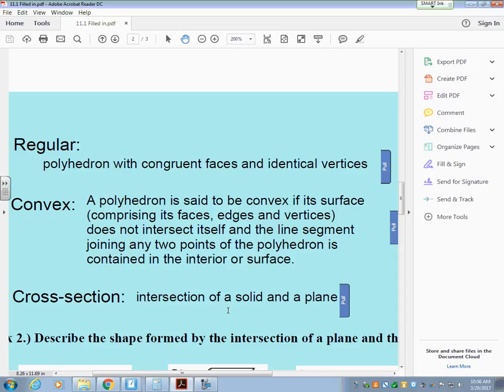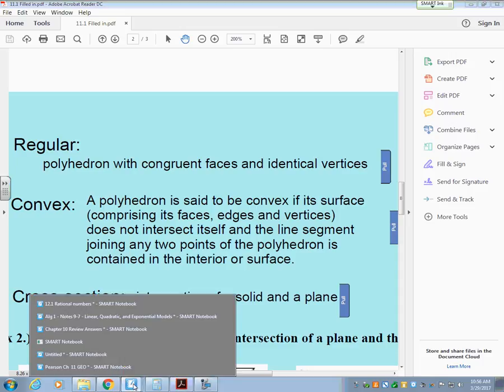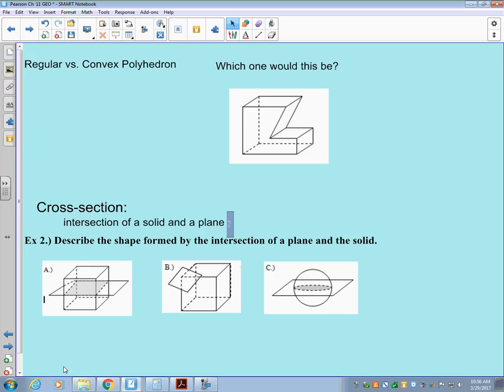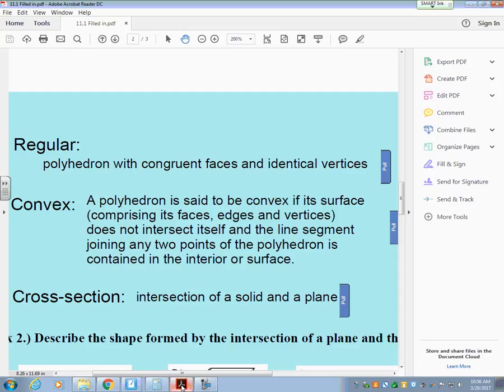So let's come back to our notes real quick. A regular polyhedron versus a convex polyhedron. A regular polyhedron is a polyhedron with faces that are congruent and identical vertices. So congruent faces, let's go ahead and circle the two things. When we look at this later and we're identifying, we can ask: does it have congruent faces? Are the vertices identical?